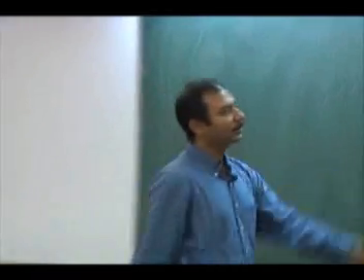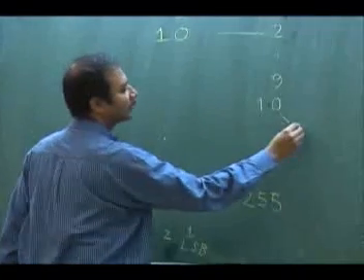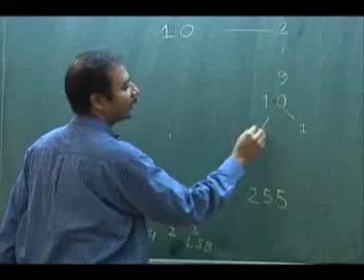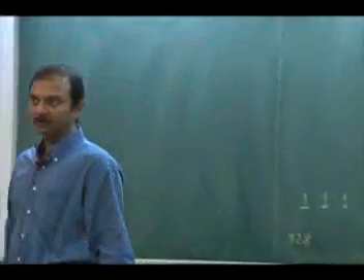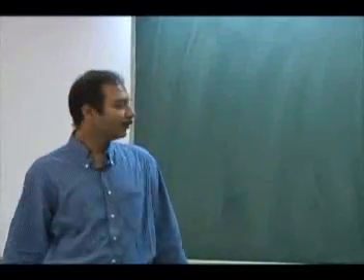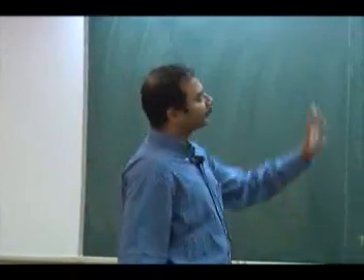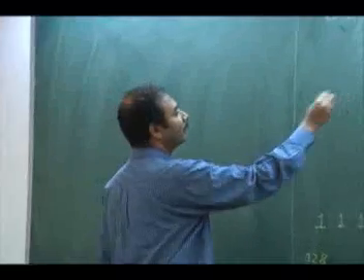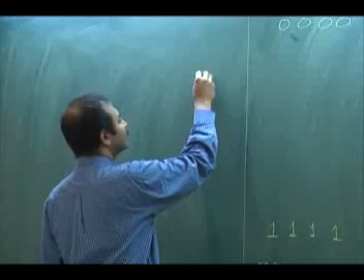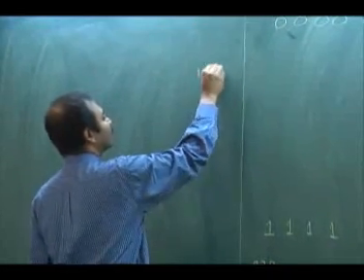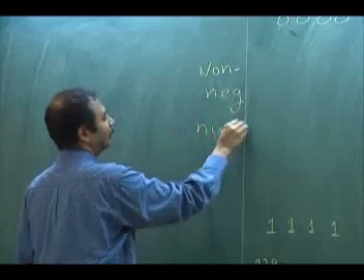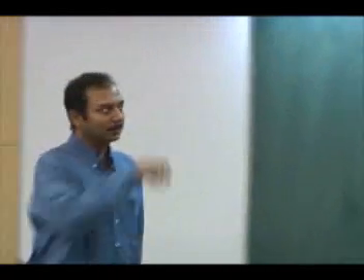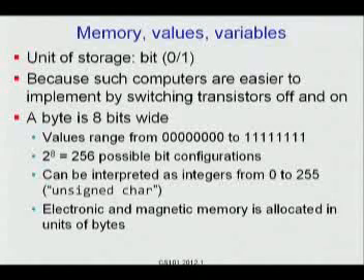So just like in decimal, the worth of this position is 1, the worth of that position is 10, and so on. Here, the worth increases in powers of 2 rather than powers of 10. Okay. So this would be the case if we wanted to count strictly positive or non-negative numbers. So 2 to the power 8, or 256, possible bit configurations.